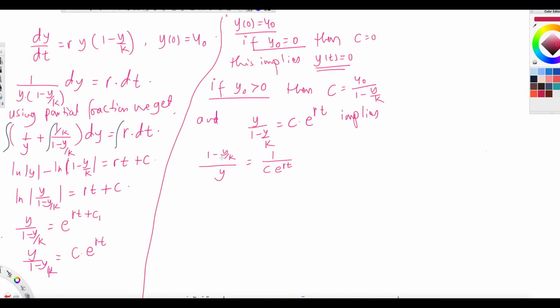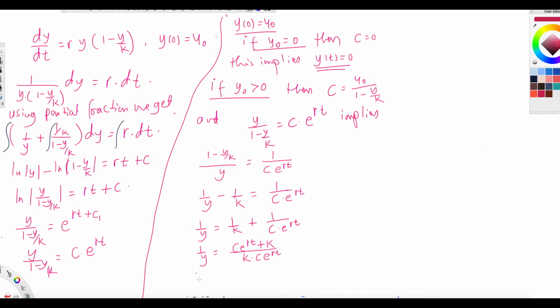Now, because I want to solve for y, there are two y's, and I want to write only for y. There are many ways you can do this. So what I'm going to do here is 1 over y minus 1 over k equals 1 over c e to the rt. So 1 over y equals 1 over k plus 1 over c e to the rt. Now combine those two on the right side. 1 over y equals k plus c e to the rt, over k times c e to the rt. That's what you get.